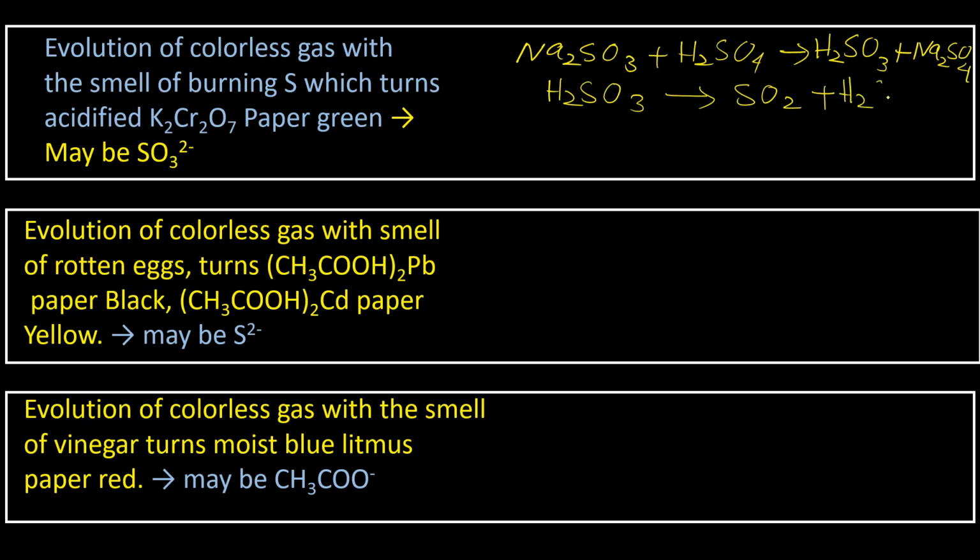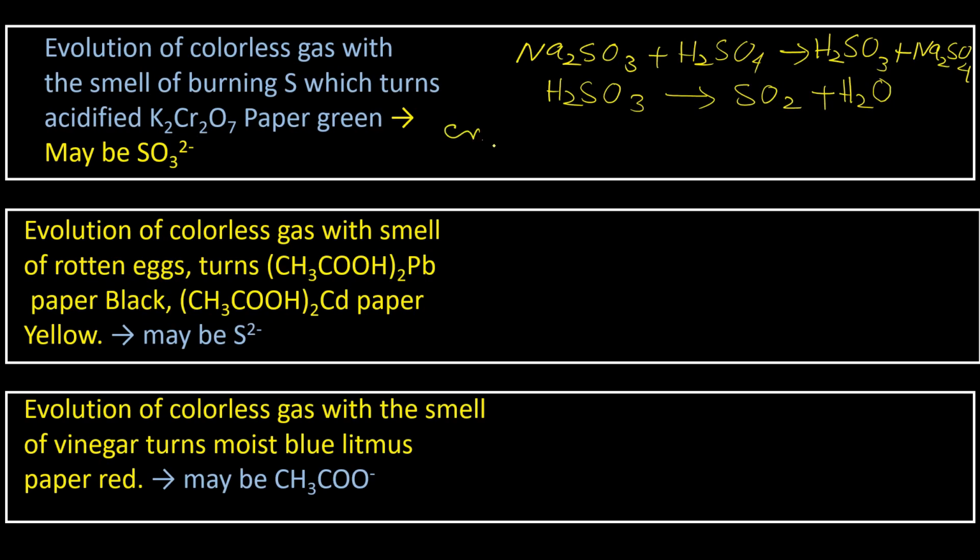Right? And sulfur dioxide is a reducing agent and potassium dichromate is an oxidizing agent. So, if you dip the paper in potassium dichromate solution and hold it over the gas, which gas is coming out? The sulfur dioxide, which has the smell of burning sulfur. Then a redox reaction will take place. So, what is the reaction?